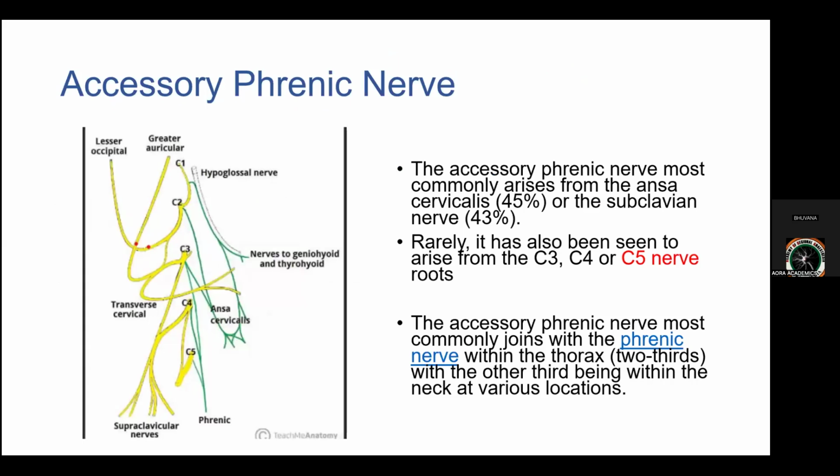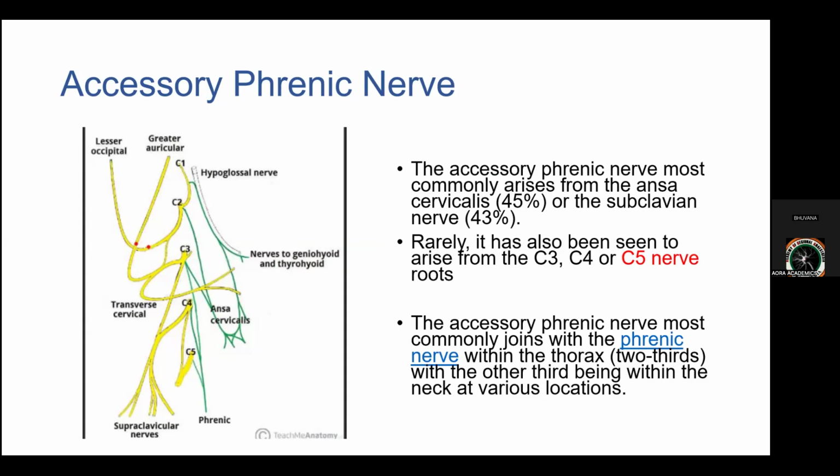And the accessory phrenic nerve: why do we need to know about the accessory phrenic nerve? What is the clinical importance of this nerve? It is mainly formed by the ansa cervicalis and subclavian nerves. It rarely also arises from the C3, C4 and C5 nerve roots. If you are planning a phrenic nerve sparing strategy, irrespective of that, you might block the accessory phrenic nerve. The patient might end up with reduced diaphragmatic movement due to the anatomical variation of the accessory phrenic nerve.